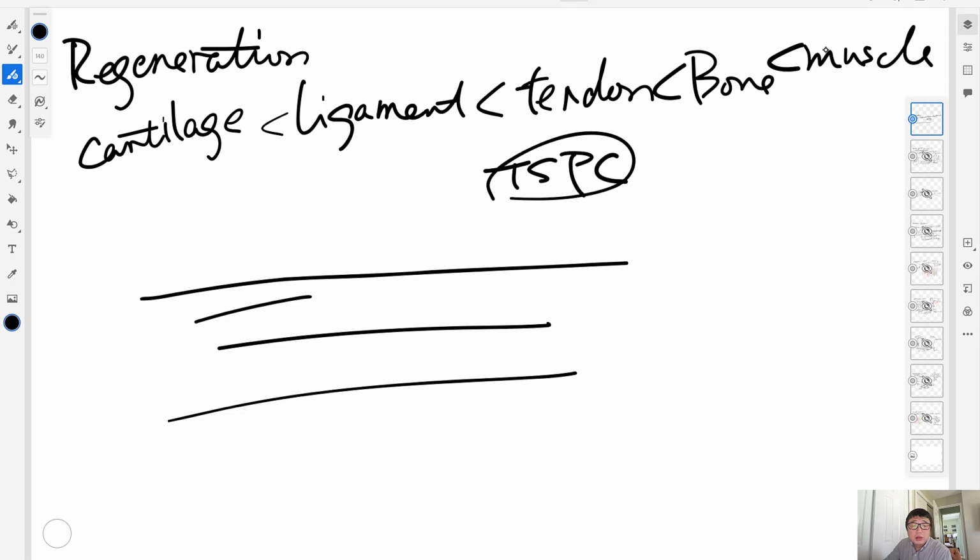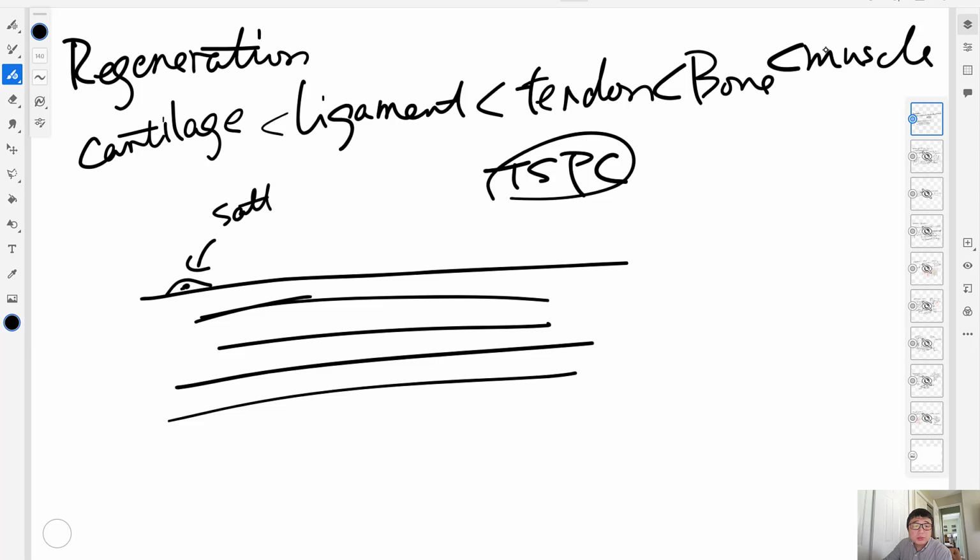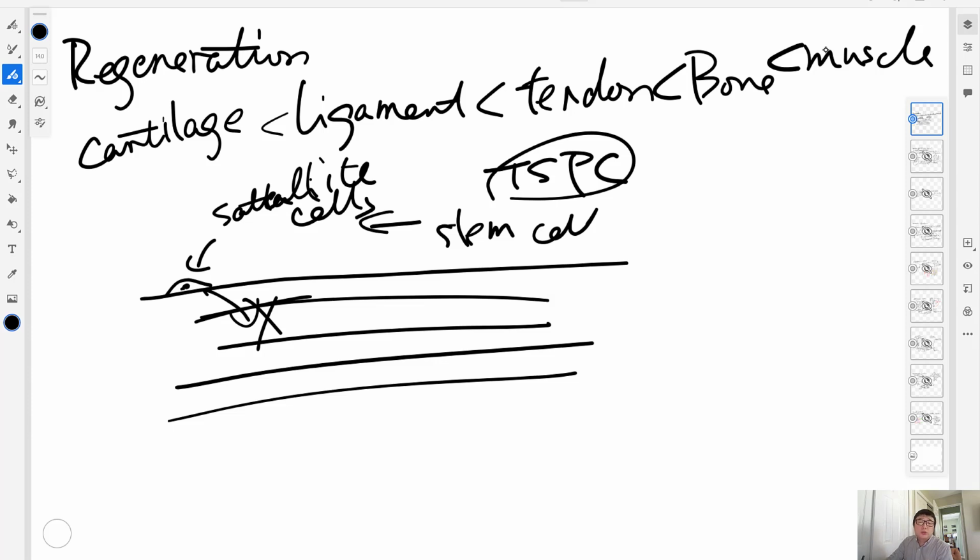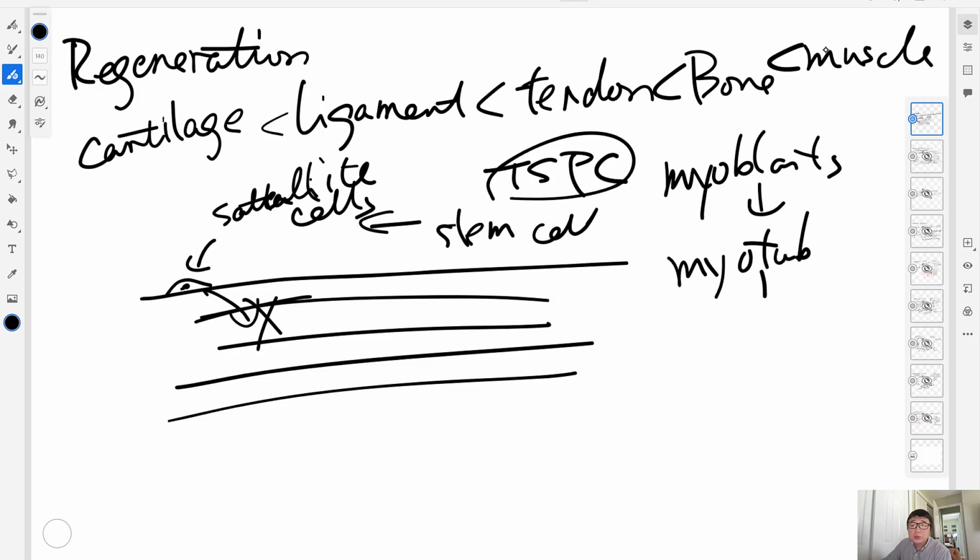This is a muscle, and on the surface of the muscle here are what are called satellite cells. Satellite cells are stem cells. Whenever the muscle is damaged, the satellite cells differentiate into myoblasts. Myoblasts join together, called a myotube. And the myotube becomes a new muscle fiber.